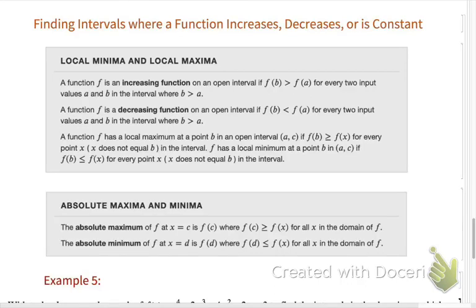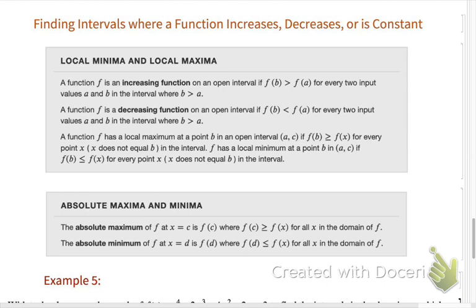Okay, now we're going to find some things that describe the behavior of graphs, namely finding intervals where functions increase, decrease, or remain constant, perhaps. We're also going to find things called local maxima and local minima, and absolute maxima and absolute minima. And this will generally describe the behavior of the graph in terms of where it's rising, where it's falling, where it's at a dip or a low point, or a peak or a high point.